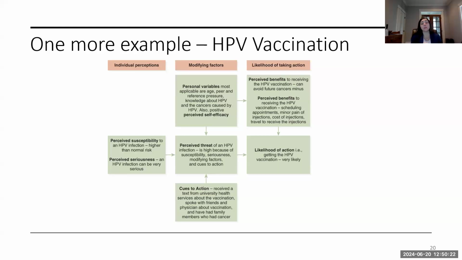Another example is HPV vaccination, right? Do I feel susceptible to the human papillomavirus enough to where I want to be vaccinated? Now, the precaution adoption process model is the typical model. It's a different model that we use for a lot of vaccination related interventions, but the health belief model applies here as well.